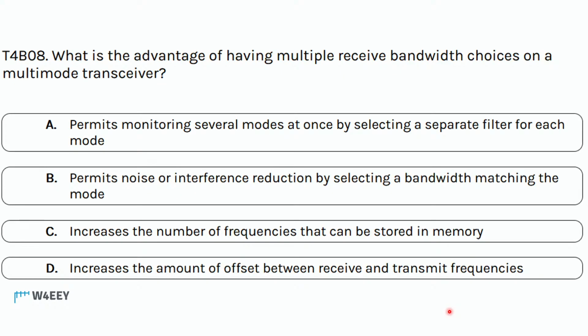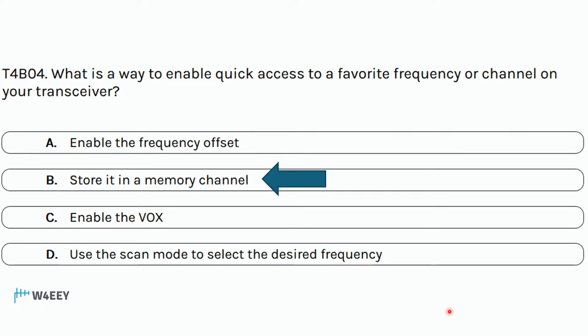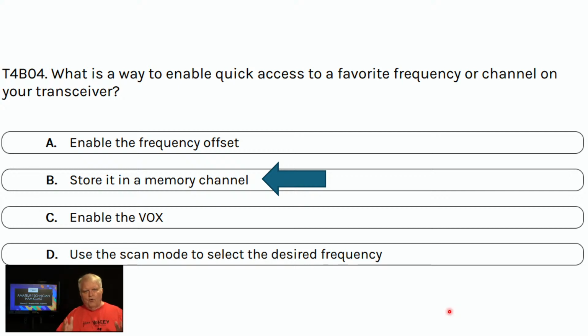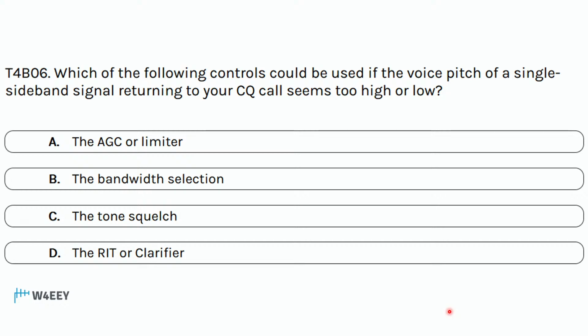Hey Gary, can we go back to the memory channel one? Did we talk about that? Yeah, there are different ways. There are 3 different ways that you can set the frequency in your radio. One is to store it into memory and then recall it back. The other is to use the big knob, and the third is to use the keypad on the radio to put the frequency in. And the modern radios have hundreds of memories available. All right.